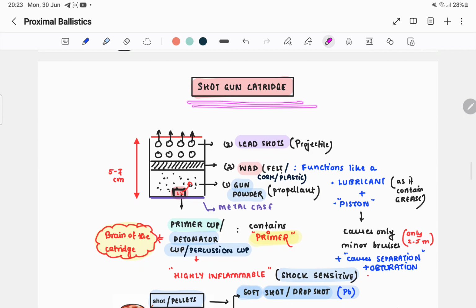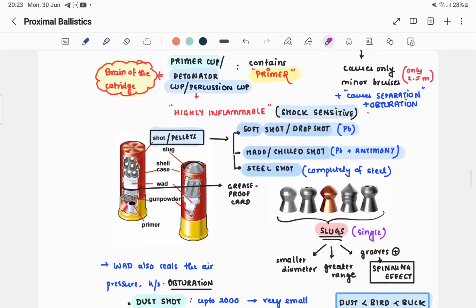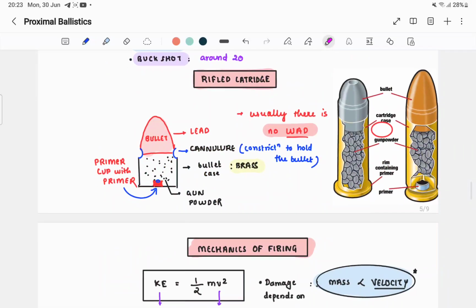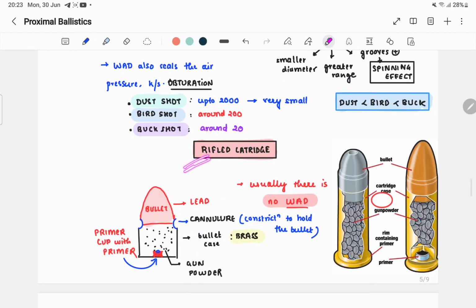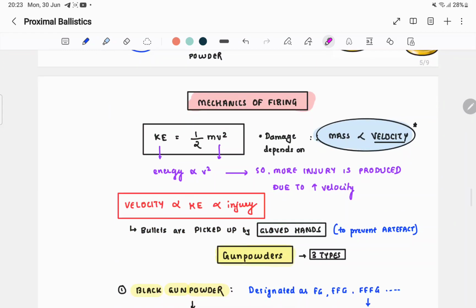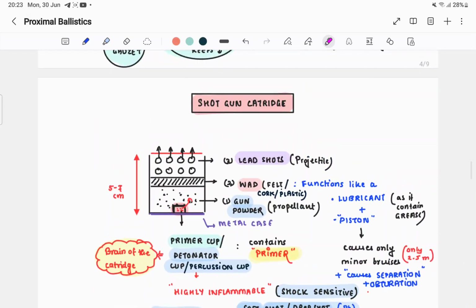Let's move on to the cartridge, the projectiles. So basically, what is there in a bullet? First we'll discuss the shotgun cartridge, then we'll discuss the rifle cartridge. This is a cartridge. Cartridge means the bullet covered with a case. Then we'll move to the gunpowders.